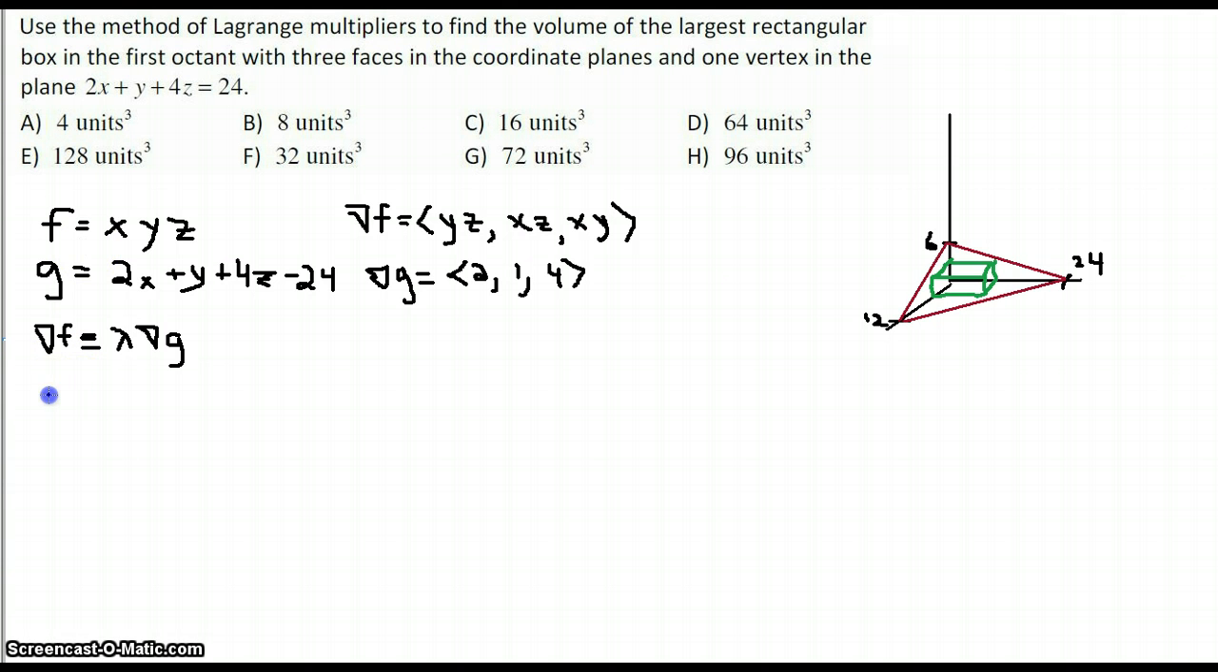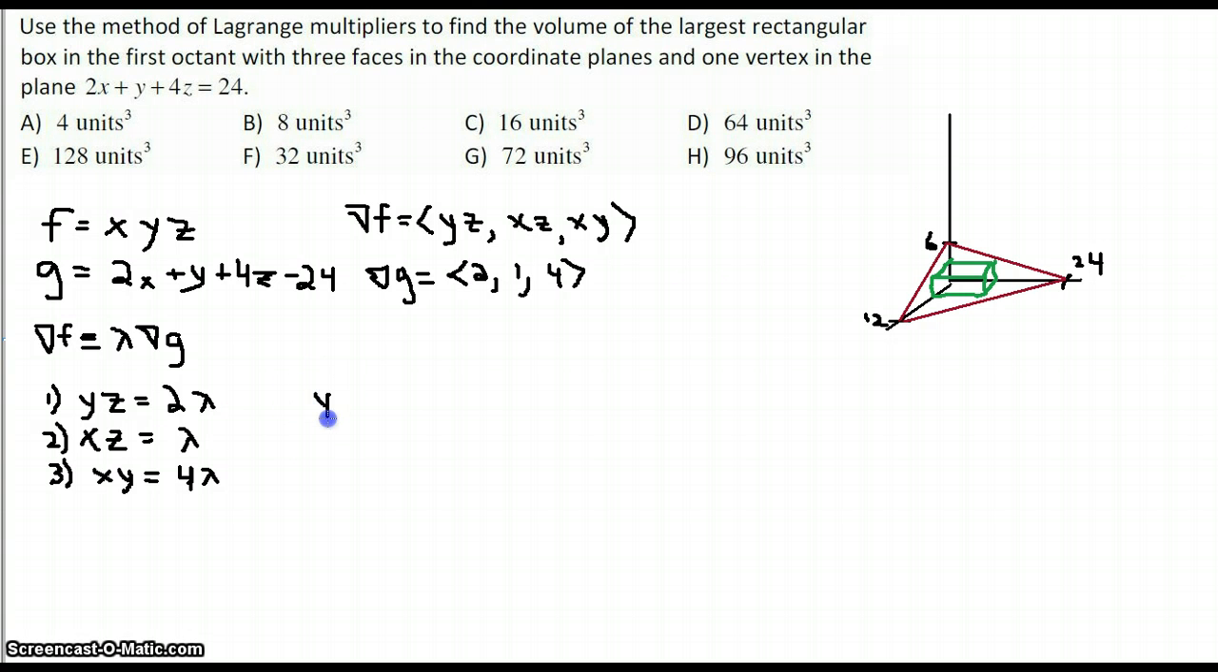They are that, on the one hand, yz is 2 lambda. On the other hand, xz is lambda. And thirdly, xy is 4 lambda. Your job is to get a relationship between x, y, and z that you could plug into the constraint from these 3 equations. And so we just do some combining.